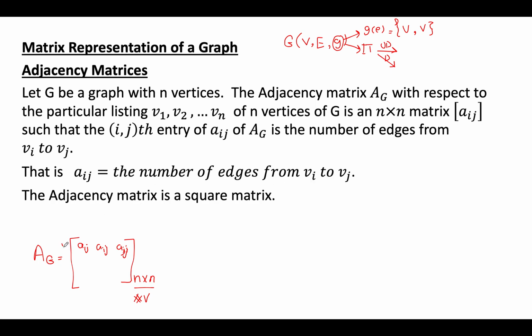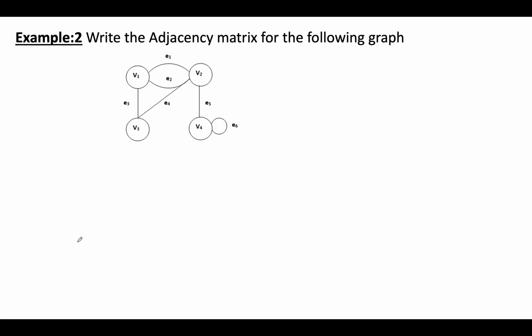So here we have vertex 1, vertex 2, vertex 3, and here again vertex 1, vertex 2, and vertex 3. The entry here represents the number of edges that go from Vi to Vj. All right, this is the adjacency matrix. Let's see this example here.